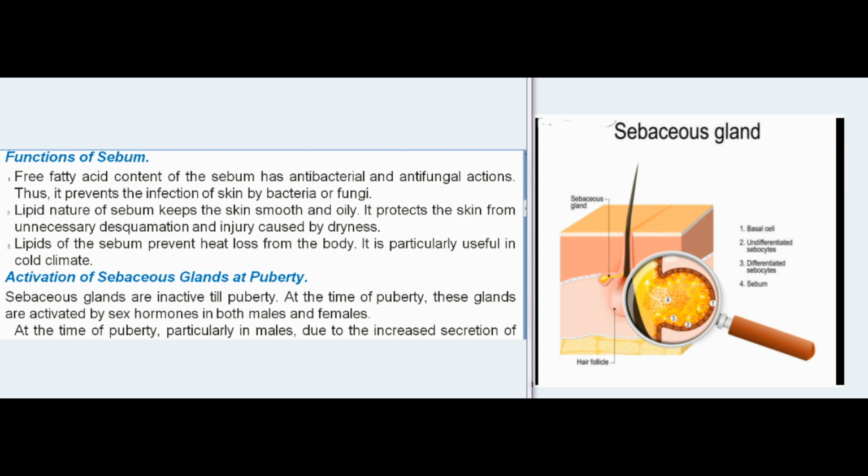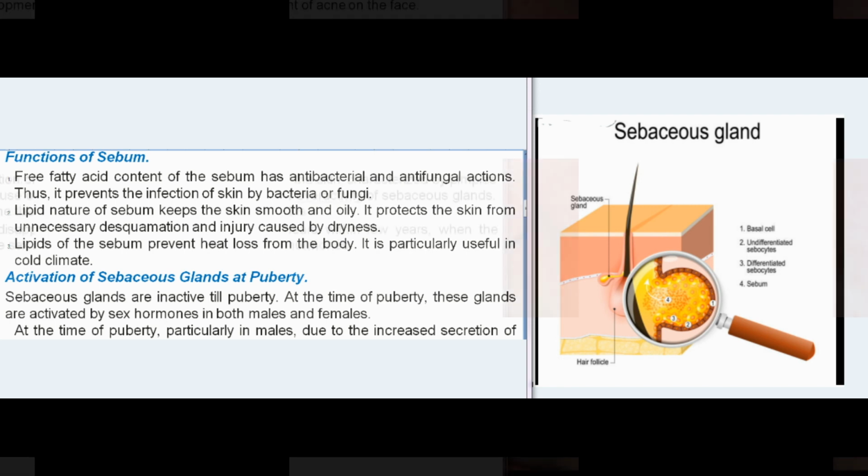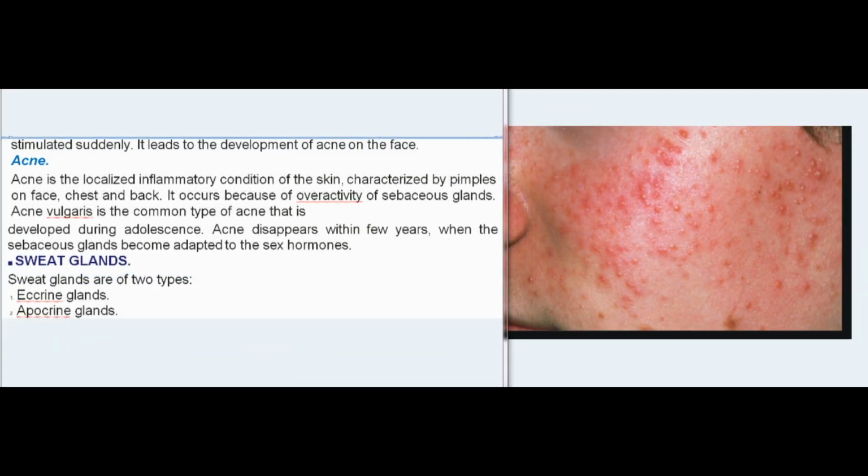Activation of sebaceous glands at puberty. Sebaceous glands are inactive till puberty. At the time of puberty, these glands are activated by sex hormones in both males and females. At the time of puberty, particularly in males, due to the increased secretion of sex hormones, especially dihydroepiandrosterone, the sebaceous glands are stimulated suddenly. It leads to the development of acne on the face.